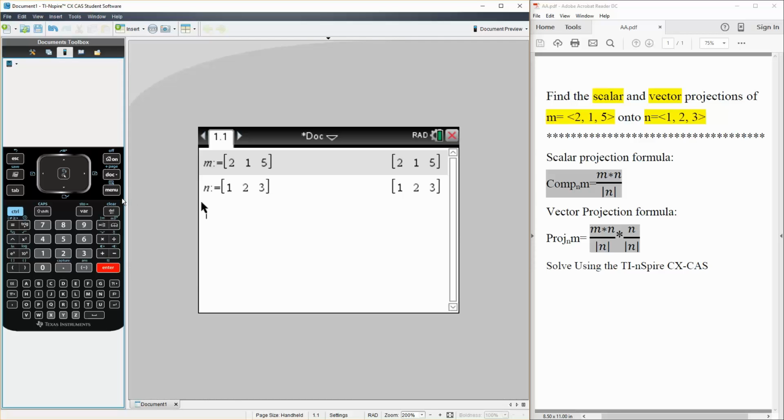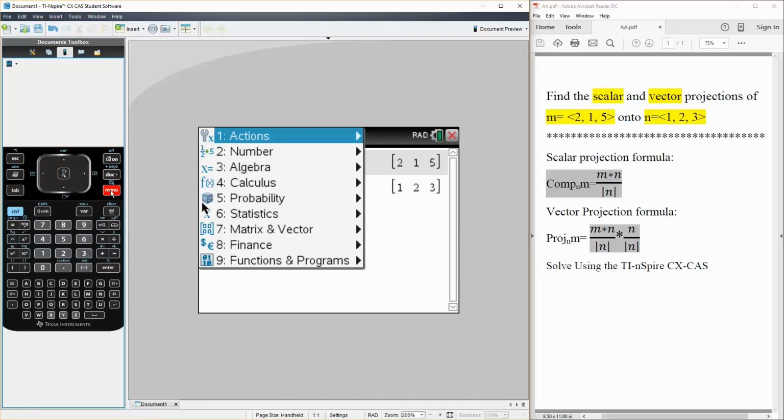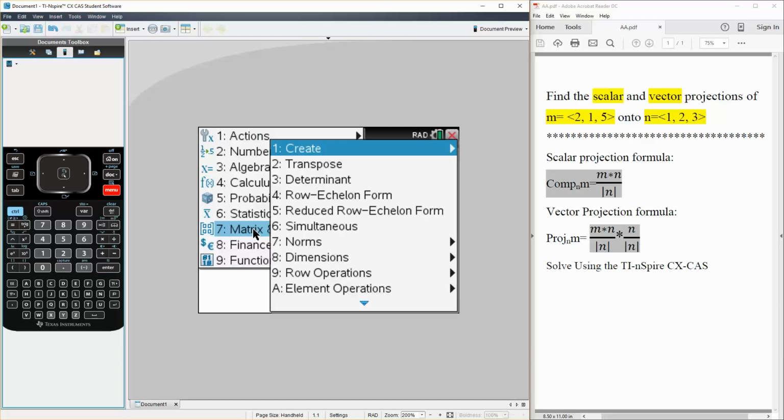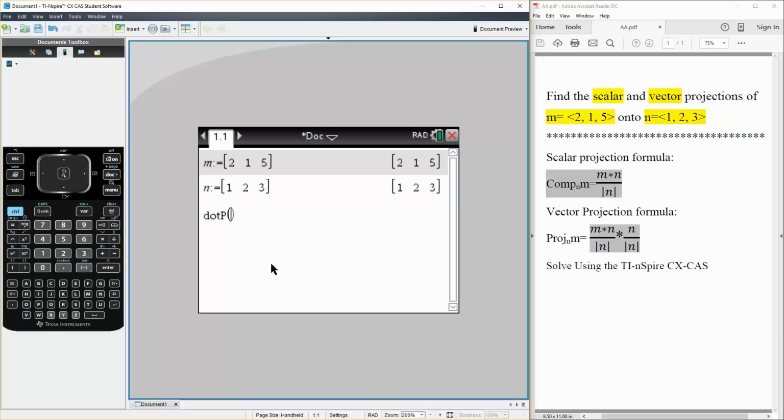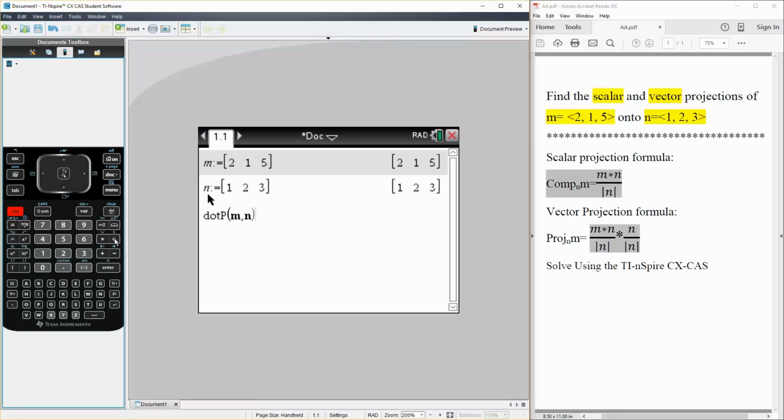So we need to do the dot product. There's a built-in command for this. So we hit menu, matrix, we go down to C. So C for vector, and then we go dot product. It's going to be the dot product of m, comma, n. So this is this part, divided by the magnitude of n.